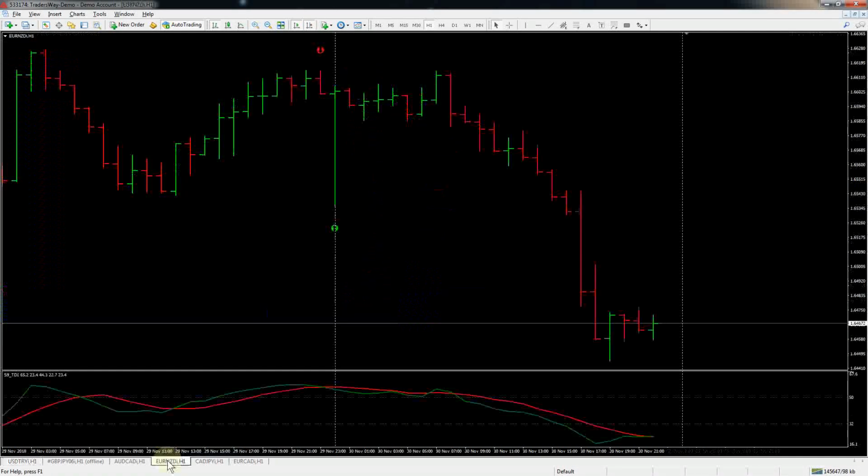Let's see, here's the TDI. What it looks for, you can change this in the settings. It looks for a cross below the 32 to tell you you're going up, or a cross above the 68, I think it is, to tell you you're going down. I'd have to look at the settings.